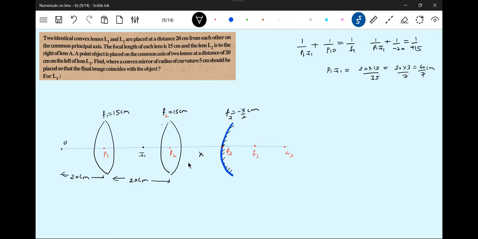The image formed. Okay, now 1 by P2 I2 plus 1 by P2 I1 equal to 1 by F2. Towards the right is positive. You may not understand, but once I draw the ray diagram it will become very clear. What is the condition? The rays after refraction from this lens should fall normally here, then only they retrace the path. So what should be P2 I2? I2 should be here. So P2 I2 should be the distance x, and we know this distance is how much?